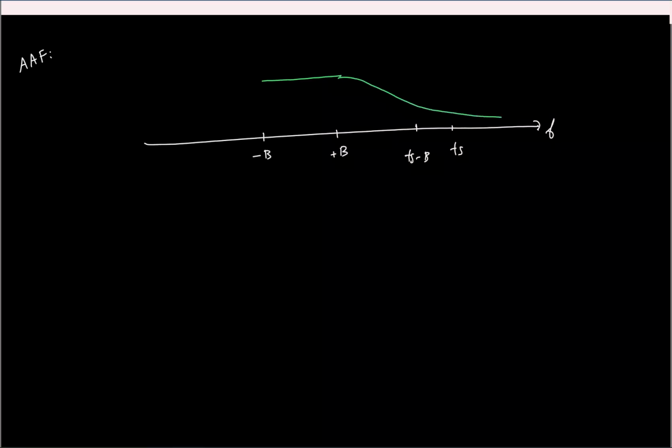It should not end at Fs minus B. It's a low pass filter, so its frequency response will be there forever. You should make sure that this frequency is attenuated by a sufficient amount. If this is attenuated by a sufficient amount, all the other bands will also be sufficiently attenuated.